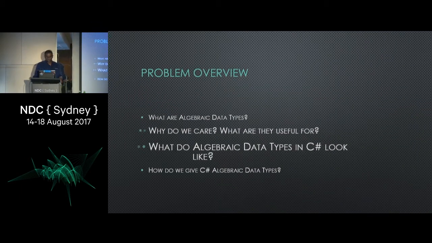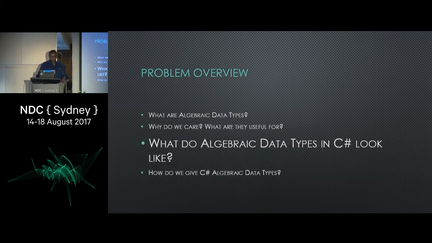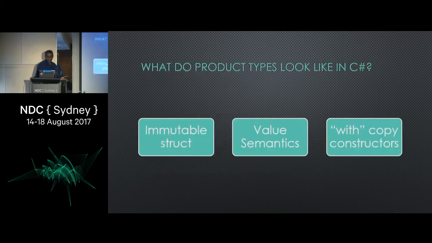And now let's go and see what they look like in C#. So we looked at two different types. There's product types, and then there's sum types. The way in which we do product types is very familiar. Everybody knows how to do this, modulo the value semantics piece. Everybody knows how to build a record or a struct or whatever it is. That's a product type.